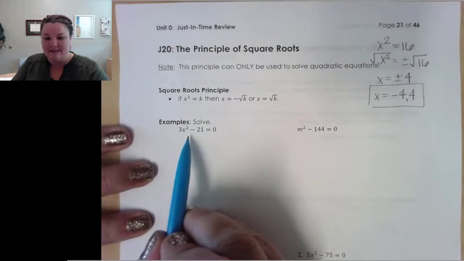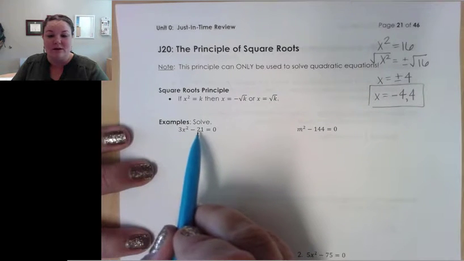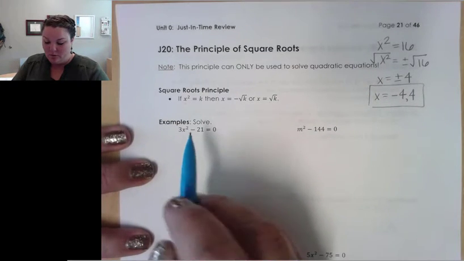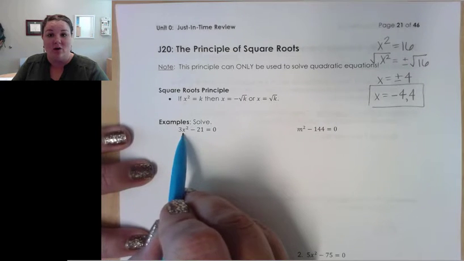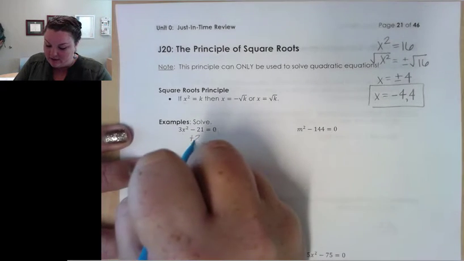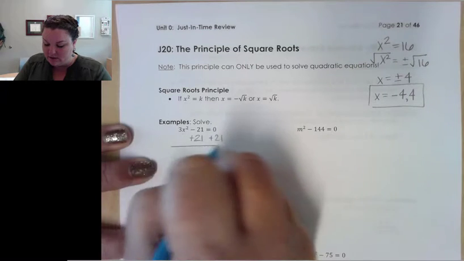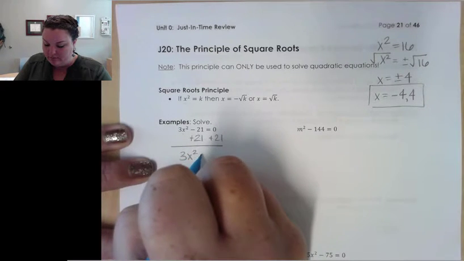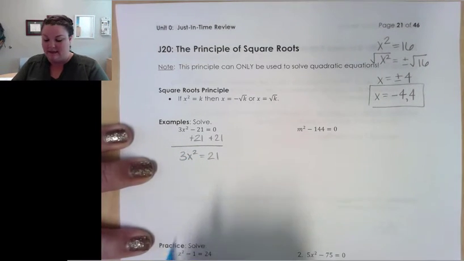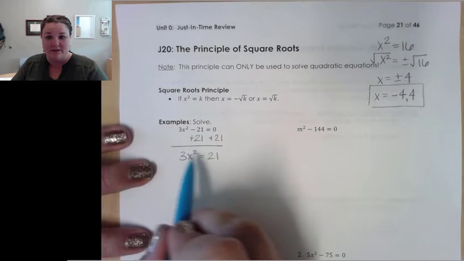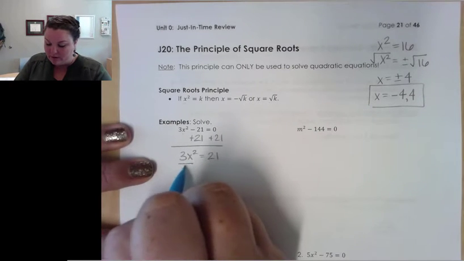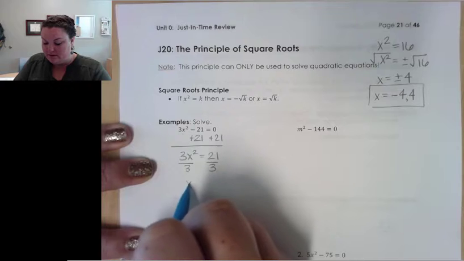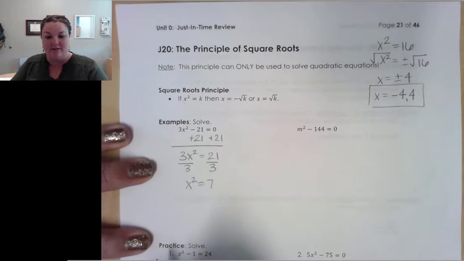Okay, so let's look at these examples. The first one says 3x squared minus 21 equals 0. We want to get this x squared isolated all by itself. So we're going to add 21 to both sides to get the squared term by itself. And then to get the x squared by itself, now that we have that term isolated, we need to get rid of that 3, and we do that by dividing. So we have x squared is equal to 7.